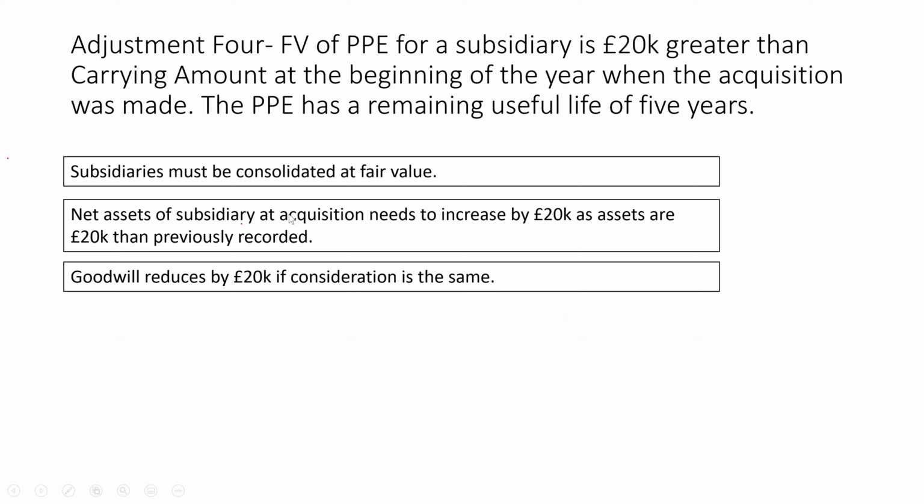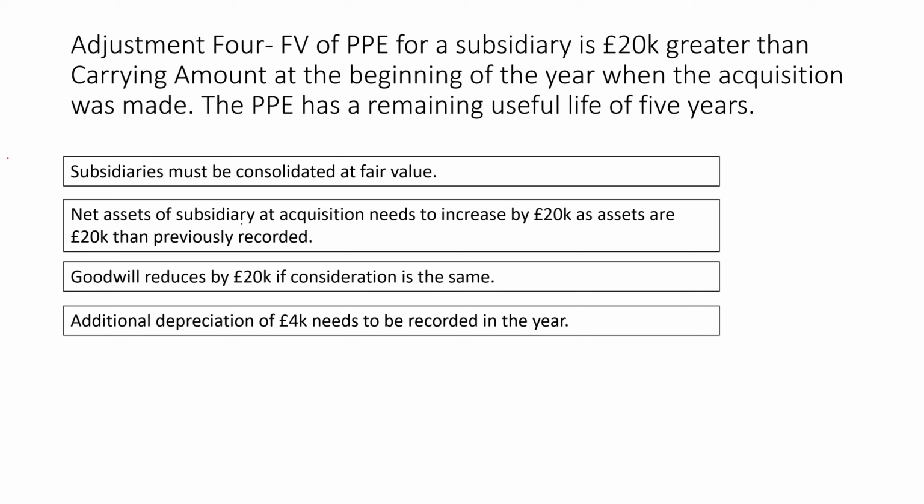So if you have a higher fair value, you need to record additional depreciation. So if it's 20k higher and it has a remaining useful life of 5 years, that's going to equate to 4k of additional depreciation. So you have additional depreciation of 4k that needs to be recorded in the year. Now for subsidiaries, in terms of performance and in terms of retained earnings, we only care about how they've performed post-acquisition. Okay.